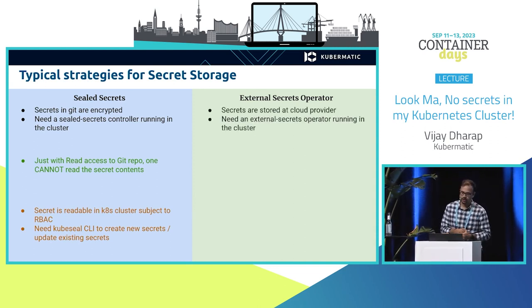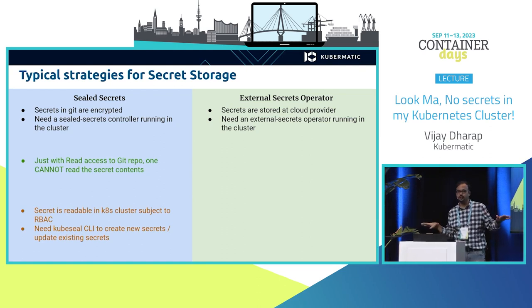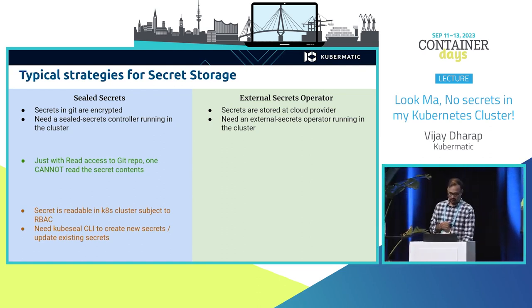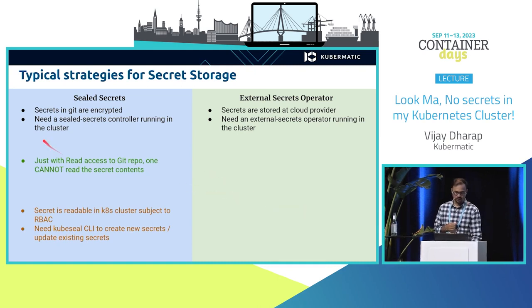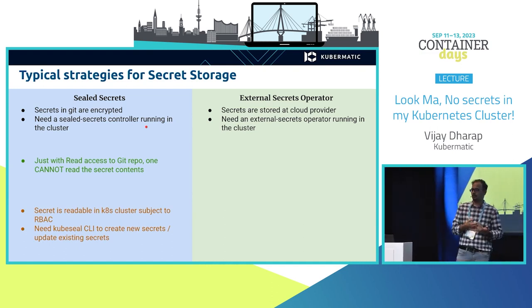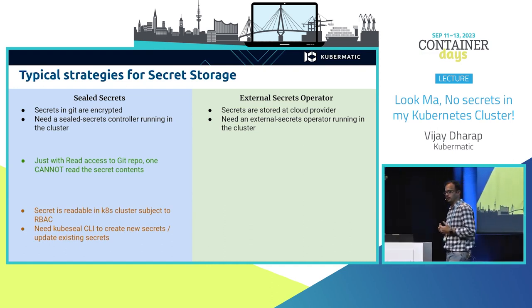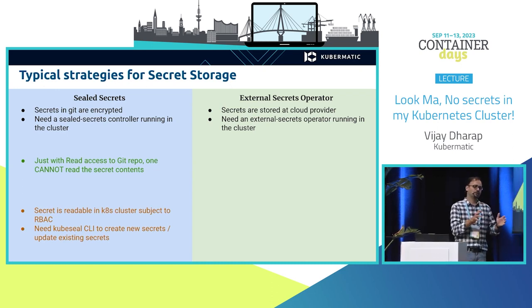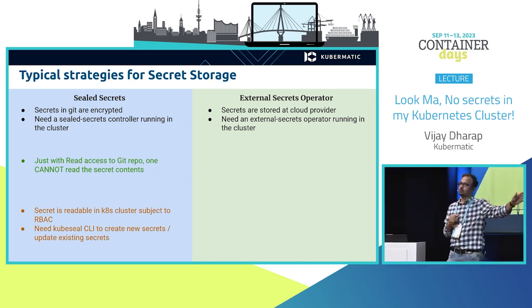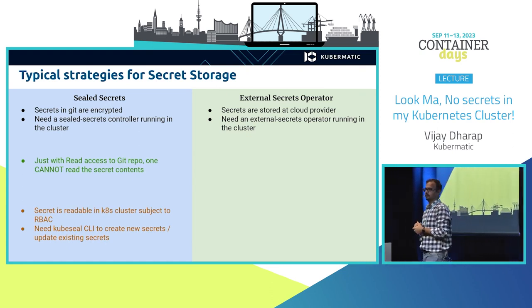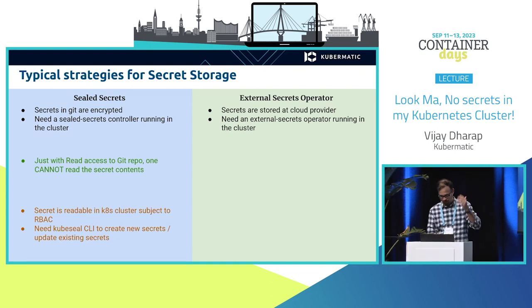What it does is, the secrets are now not stored in Git. They are stored rather in one of the cloud providers. And like how it was for Sealed Secrets, where we need a controller running in the cluster, here also we need an External Secrets Operator running in the cluster. That operator has just one job: go and talk to various cloud providers, get the secret, and make it available as a secret.